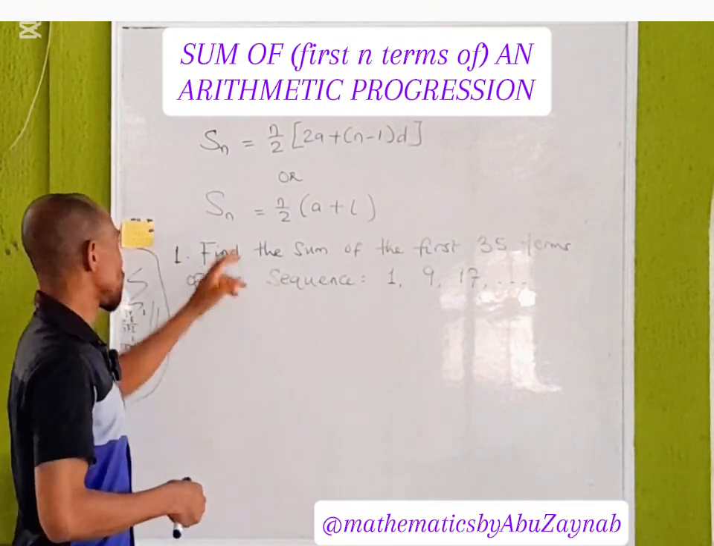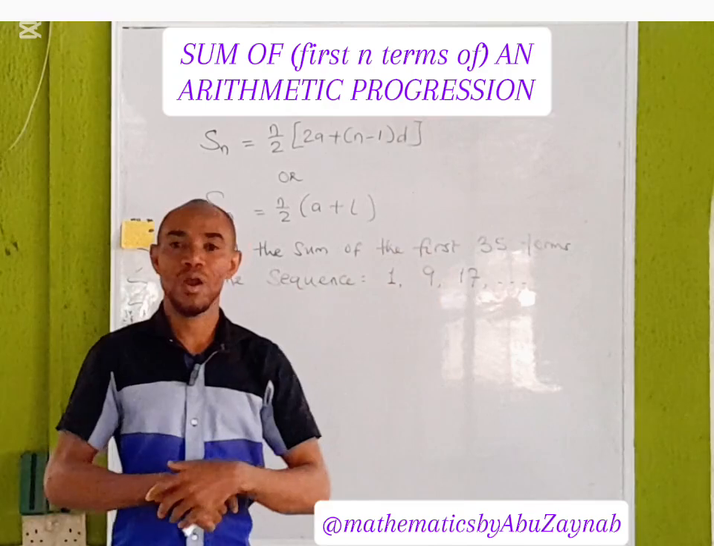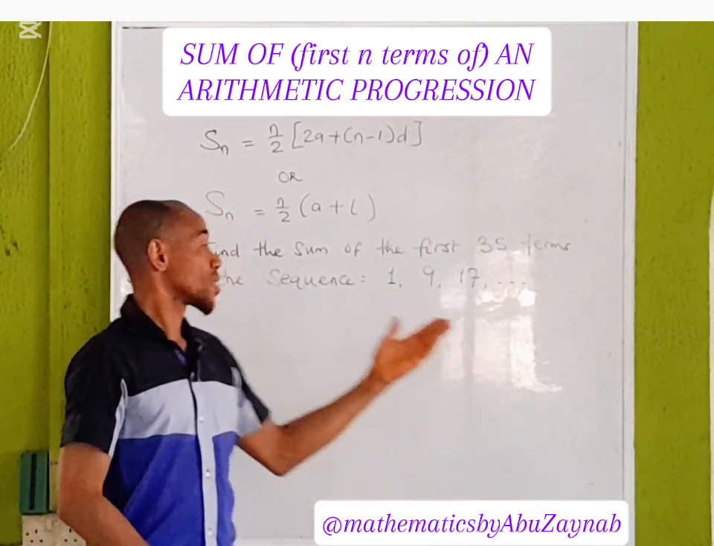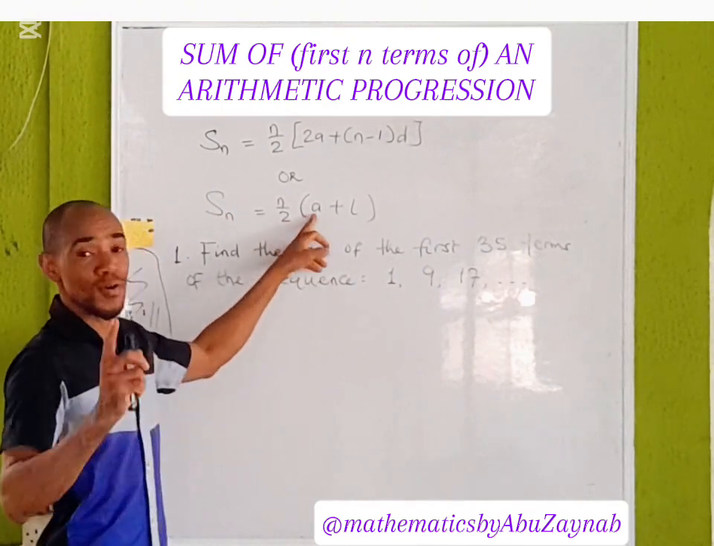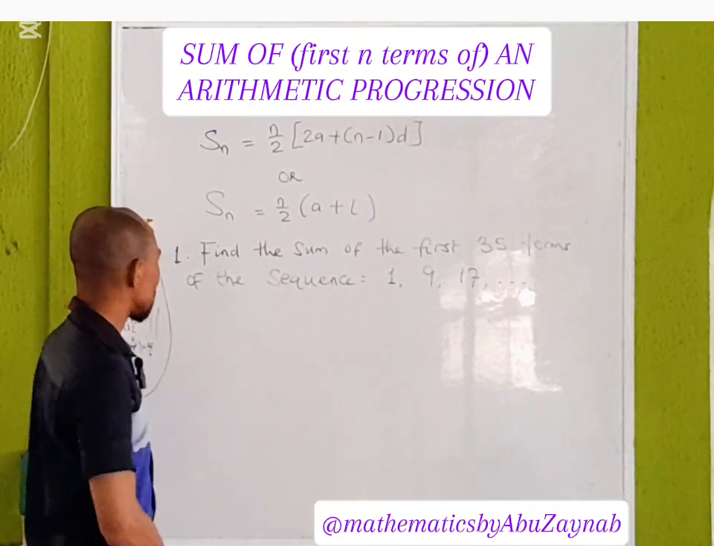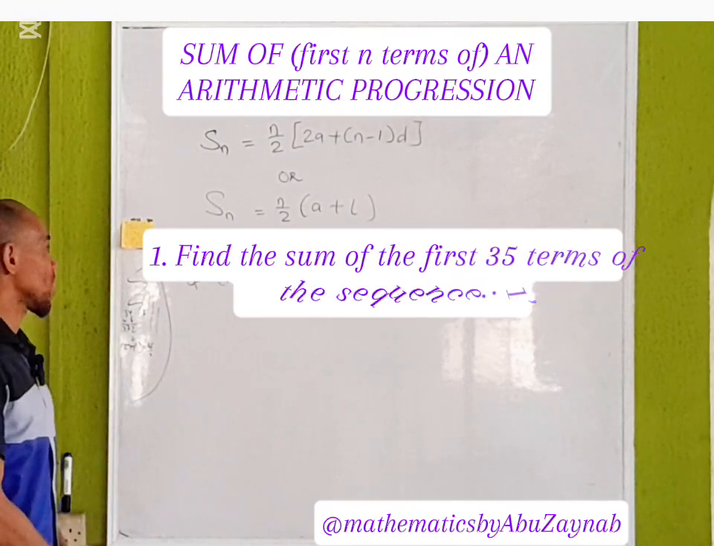If, on the other hand, we are required to get the entire sum of the whole lot, the entire sequence, from the first to the last, that's where this formula applies, because a stands for the first and l stands for the last term. So without much ado, let's look at examples on how to apply both formulas.